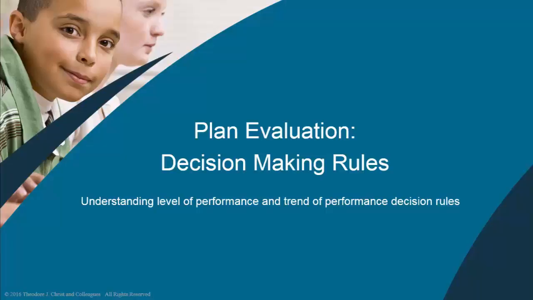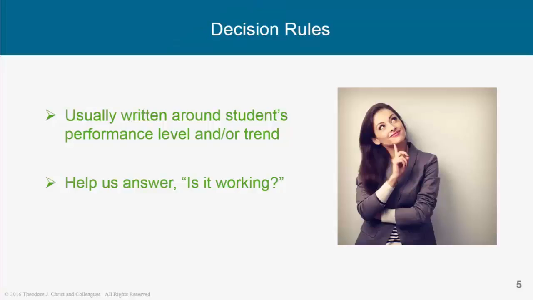In this lesson, we'll consider various ways to interpret data so we make reliable and valid instructional decisions, and two pre-established decision-making rules will be emphasized: level of performance and trend of performance. Now, decision rules are part of an intervention planning process as they provide us with a method for looking at our data and then determining what instructional changes are needed.